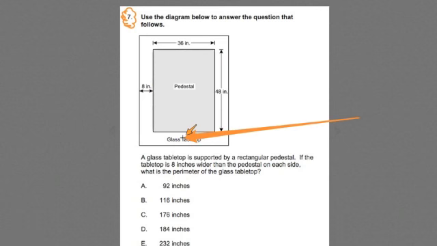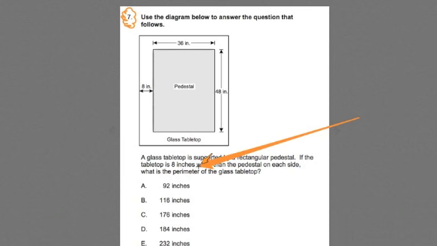Now I'm going to read the question itself. Okay, a glass tabletop is supported by a rectangular pedestal. If the tabletop is 8 inches wider than the pedestal on each side, that's important, what is the perimeter of the glass tabletop? And there's our keyword, perimeter.